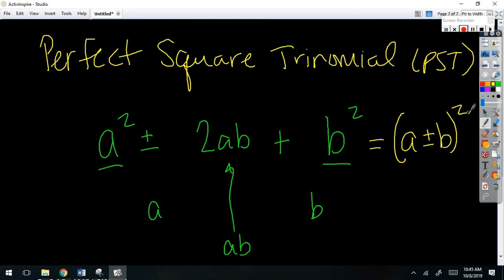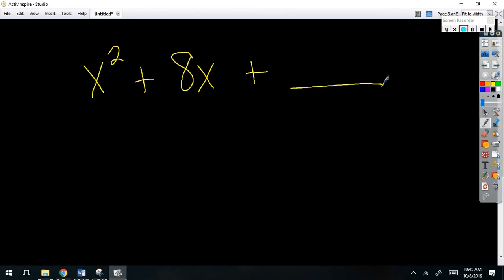All right, so we're going to take it easy as we get into here and look at this. What if I told you that I wanted to force this to be a perfect square trinomial? What would you tell me needs to go in the blank in order for that to be a perfect square trinomial? I hear 16, 64, and 4.